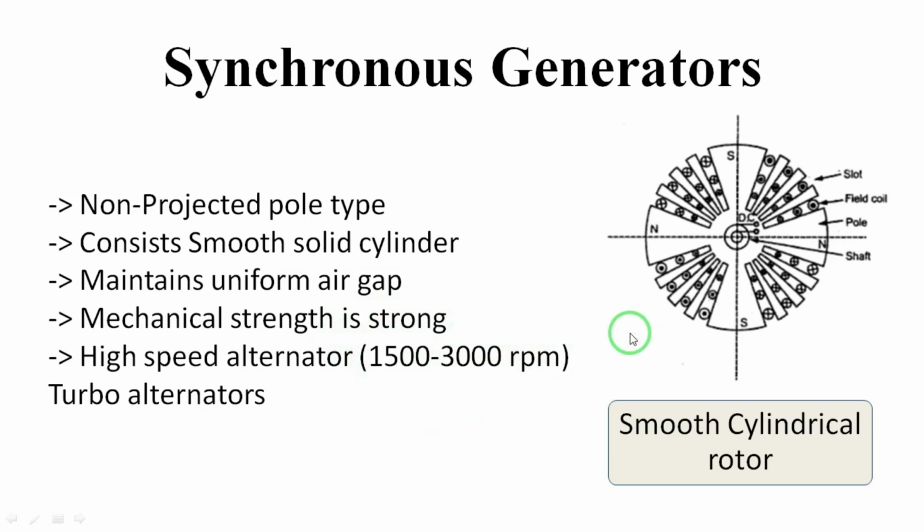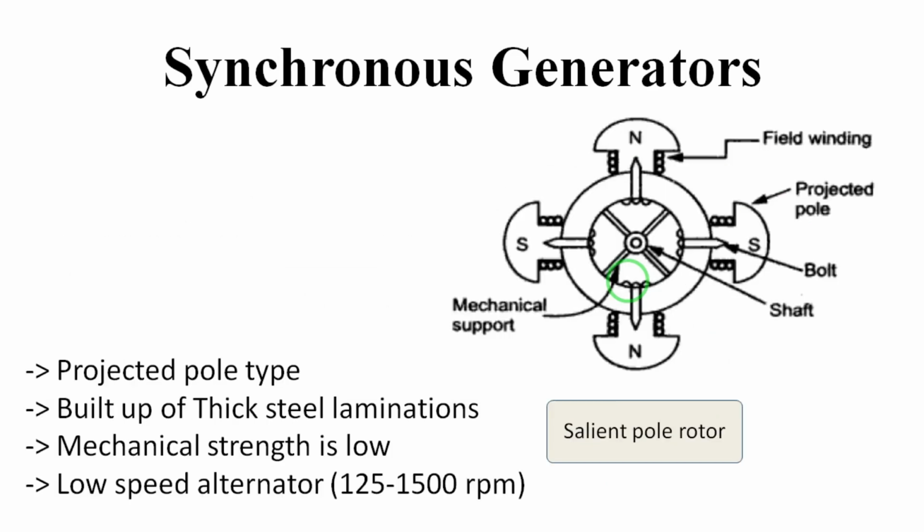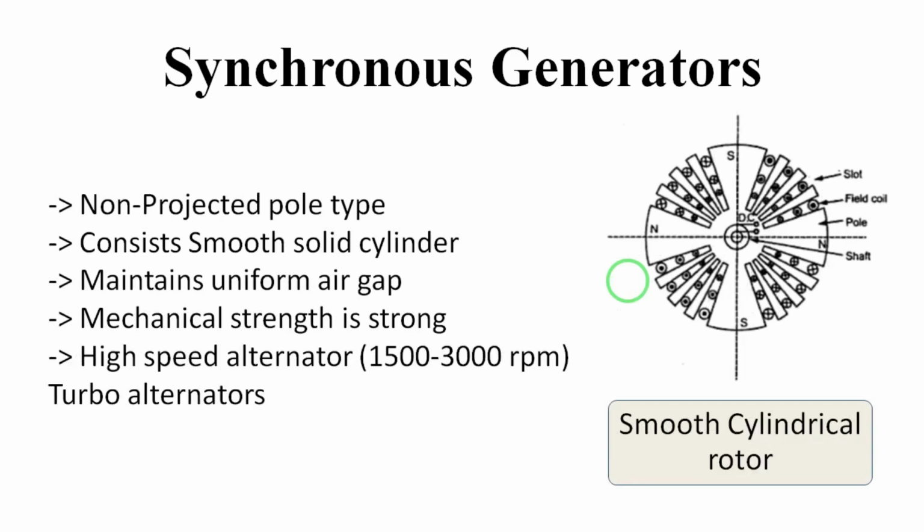These types of rotors or alternators are also called turbo alternators. Coming to real time applications of synchronous generators: the generator input is mechanical energy. For example, if we need to rotate the rotor at low speed, then we use the synchronous salient pole type rotor. If the mechanical strength is very high and we need to rotate the rotor at high speed, then we use the smooth cylindrical rotor type generator.